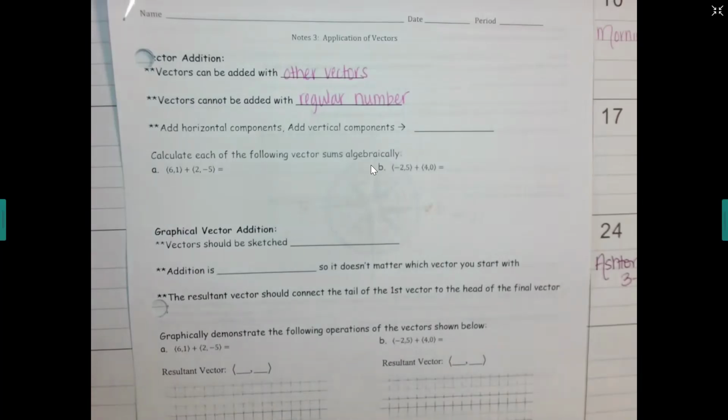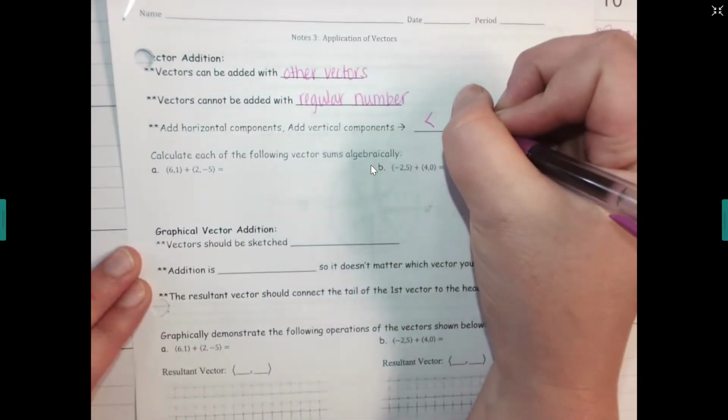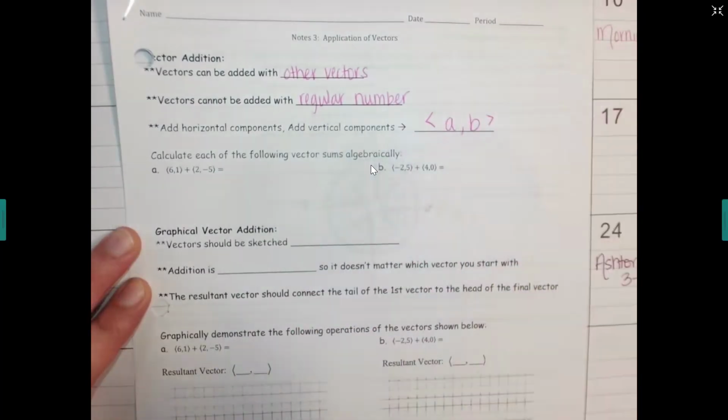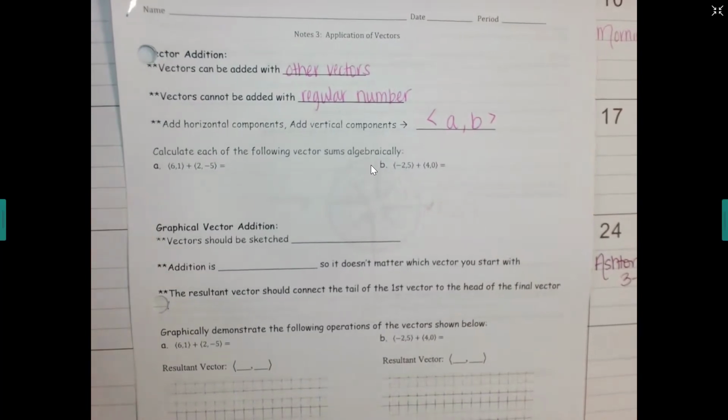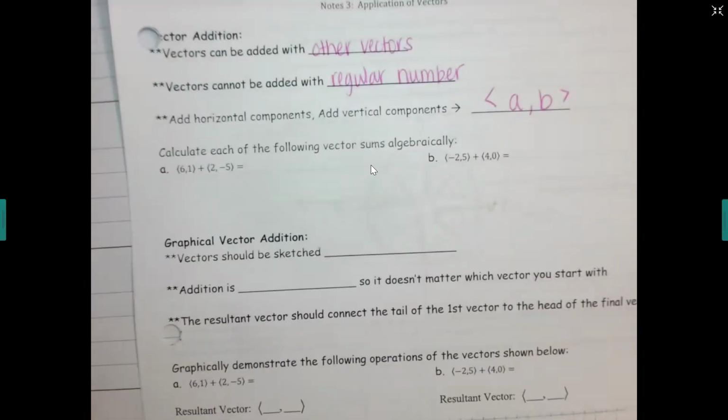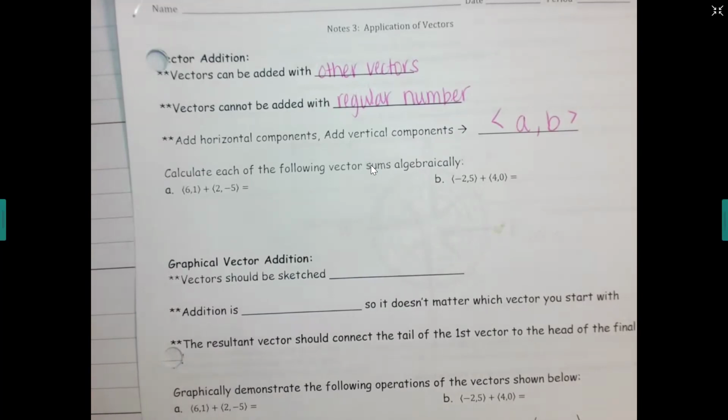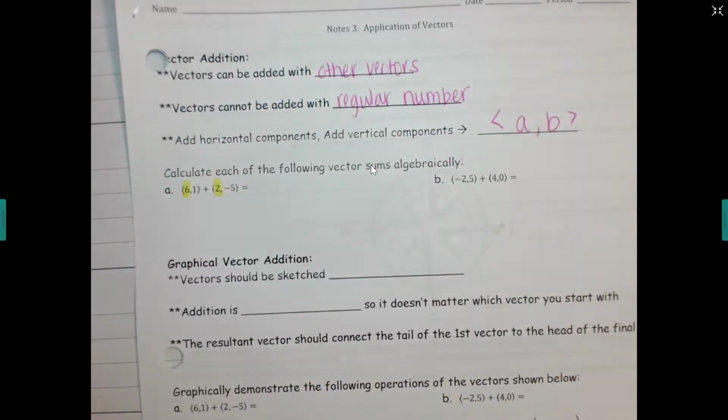You wouldn't know, do I add it to the x or do I add it to the y? Remember, when you are adding your horizontal and your vertical components, you're going to put it in little pointy brackets, a, comma, b, where this a would be the 2 x's added together, and then the b would be the 2 y's. So let's do example A. We're going to add the 2 x's together. If I have <6, 1> and <2, -5>, what are my 2 x numbers? 6 and 2. What's 6 plus 2? 8. So that's going to give me 8.